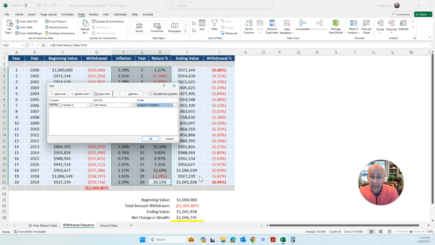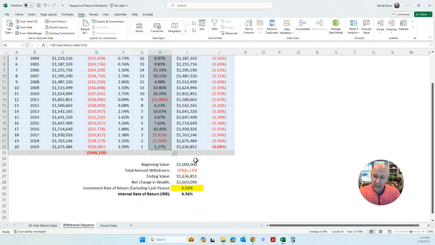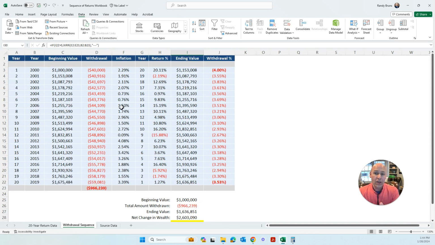And now watch what happens here. Instead of $1 million, it's now going to be 1.6 million. It's the same returns, but earned in reverse order. The same 6.04% average annual return, exclusive of cash flows in or out. But because of the timing or the sequence of those returns, you get a higher internal rate of return. So now your $1 million actually grew in purchasing power.